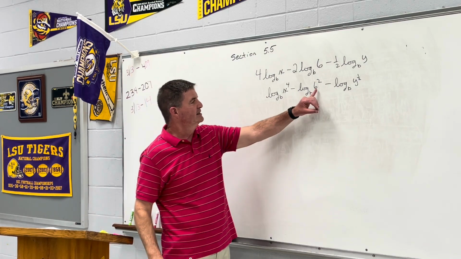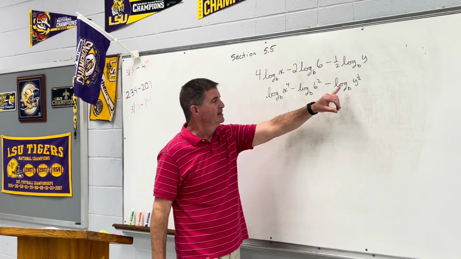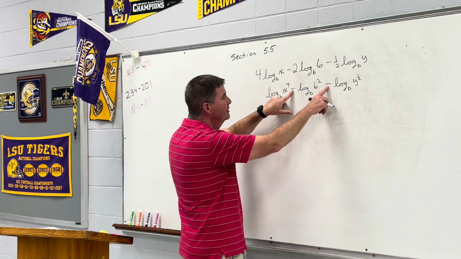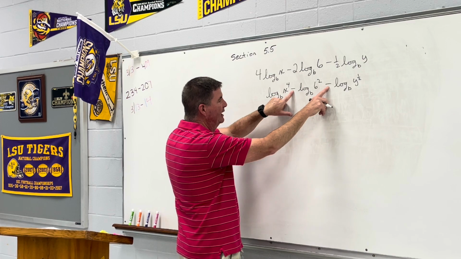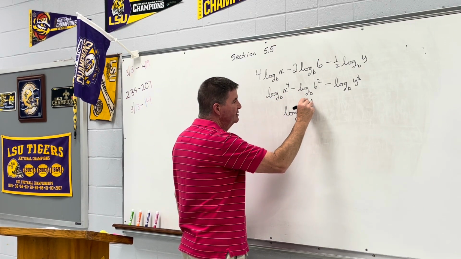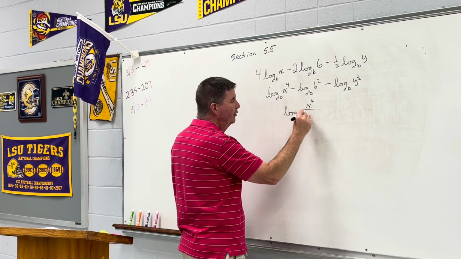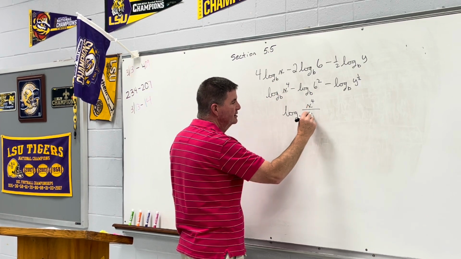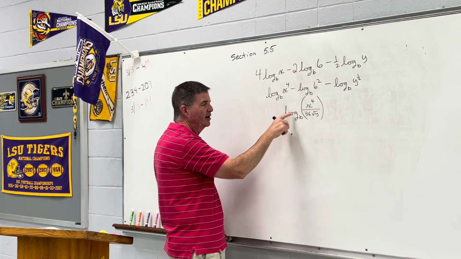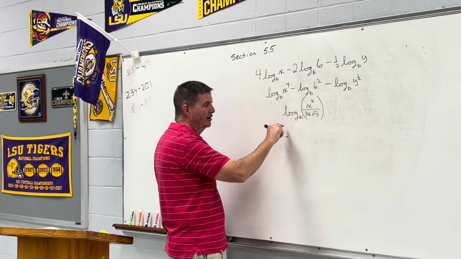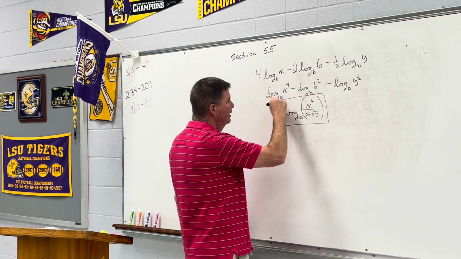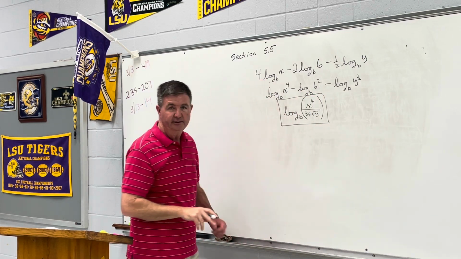Now I'm going to say that 6 squared is 36. I'm going to say y to the 1/2 is the square root of y. Both of these are minuses, so they both go at the bottom. So I have log base b of x to the 4th on top over 36 square root of y. Put it in parentheses because it's the log of the whole thing, not the log of just the top or the log of just the bottom. So this would be writing all of this as a single log.